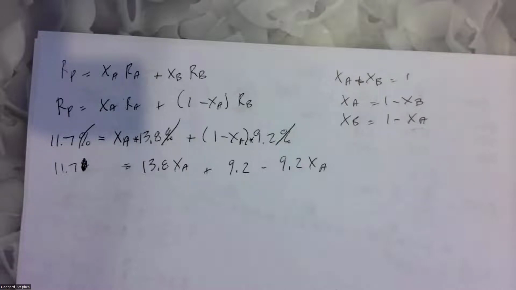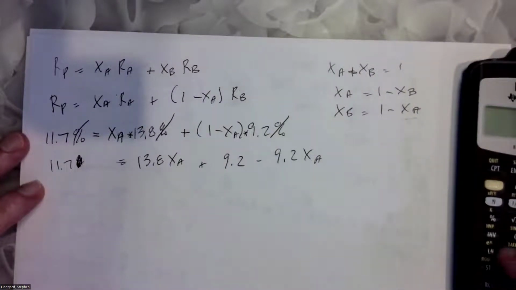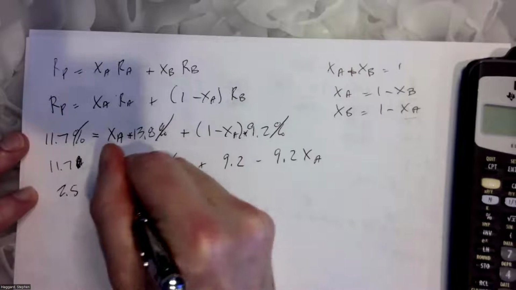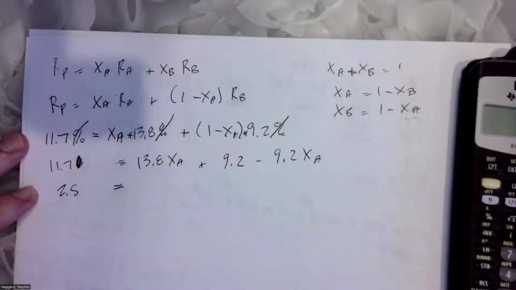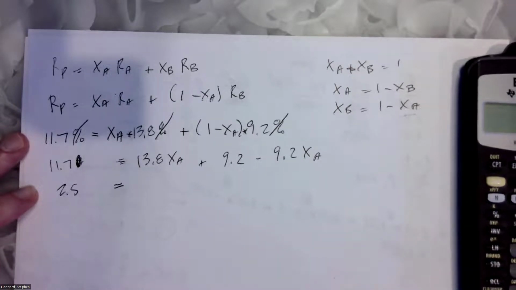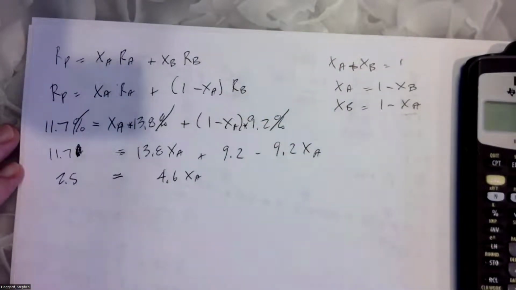Mr. Holman, what should we do next? Put the XA variables together and also get the 9.2 over with 11.7. Yeah, so we're going to do two things. We're going to subtract 9.2 from both sides. So if I've got 11.7 minus 9.2, that's going to give me what, 2.5 over here. And then on this side, I've got 13.8 minus 9.2 equals 4.6 XA. Does that look good? Does that look okay to everybody?